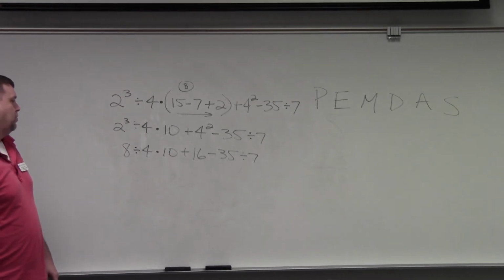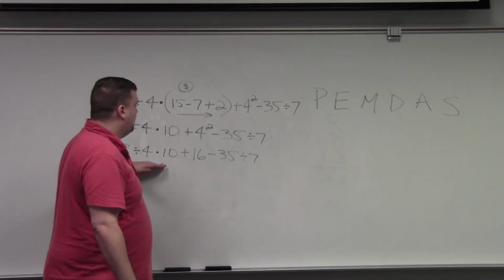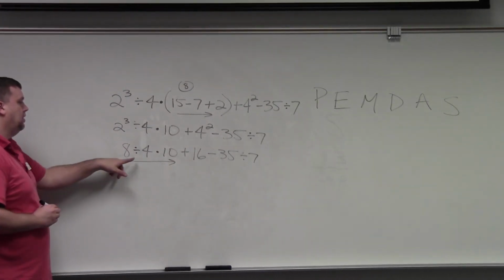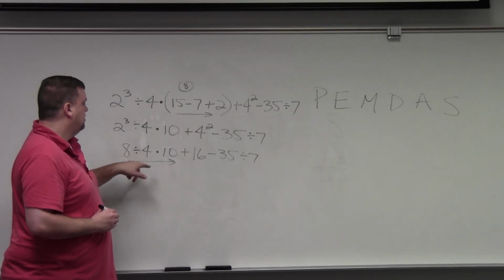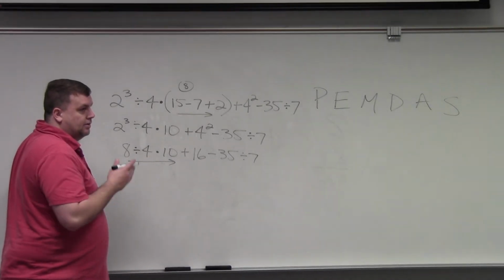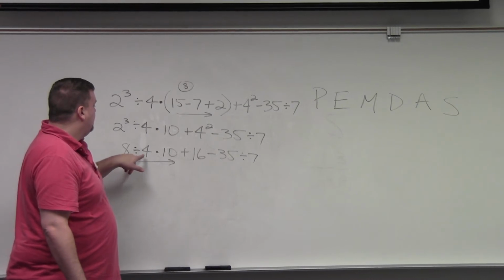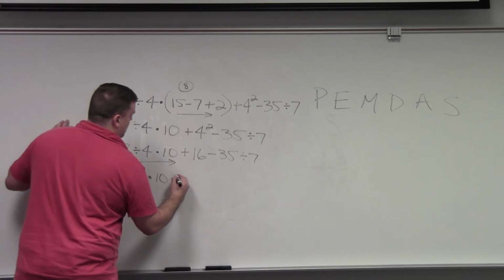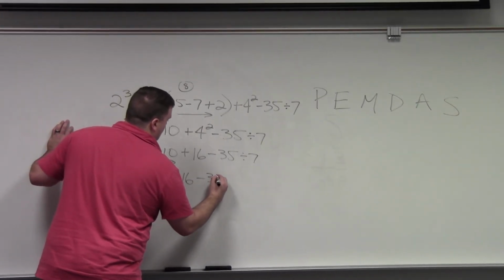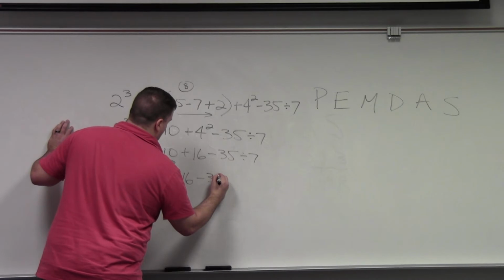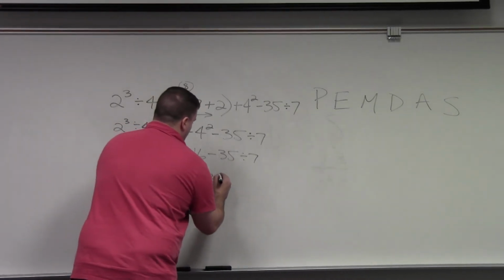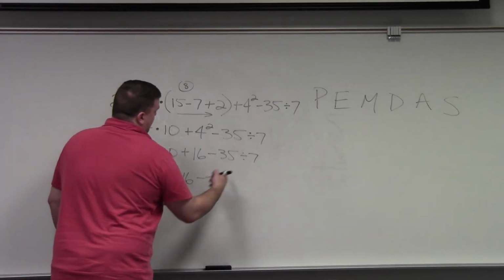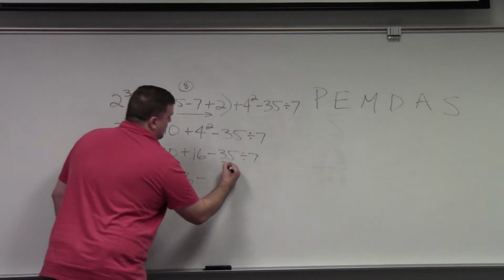Now the next order is going to be multiplication and division. And remember we do that from left to right. So we have to go left to right here, even though the division comes before the multiplication. They're considered the same level. So we have to go 8 divided by 4. 2. We can take care of this division as well. 35 divided by 7. 5.